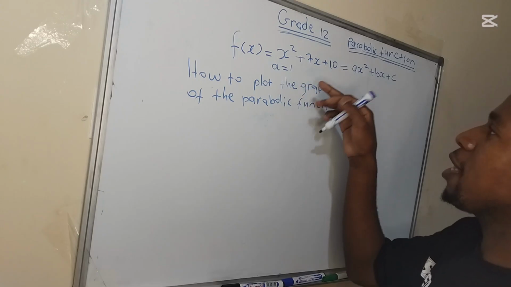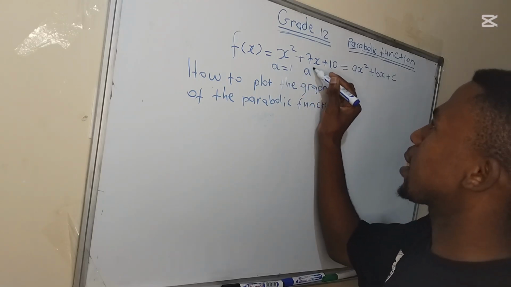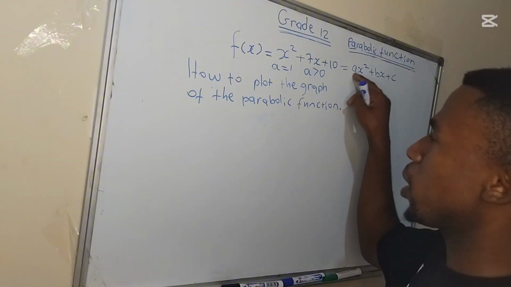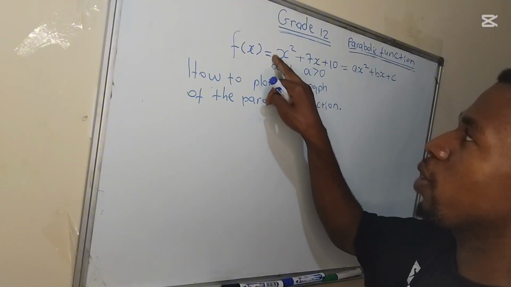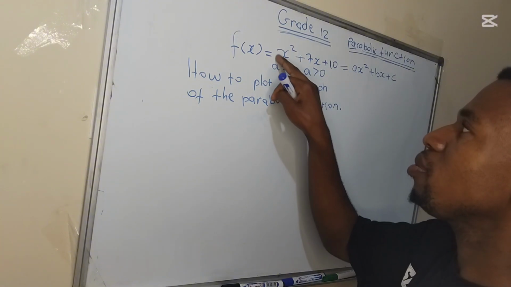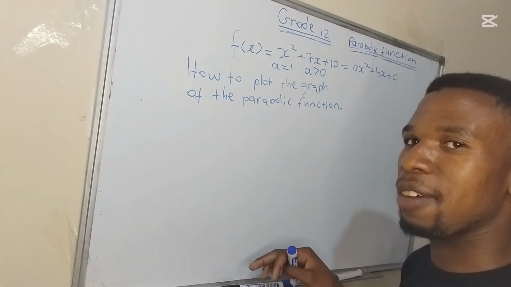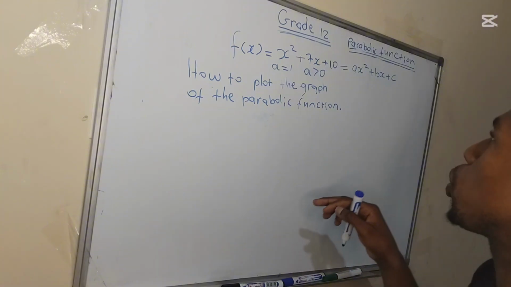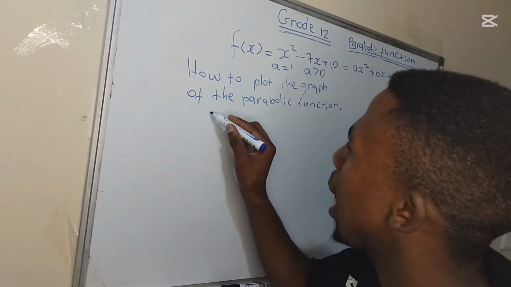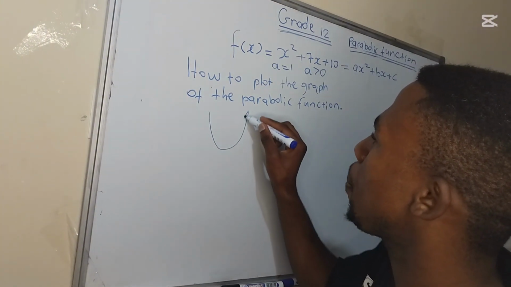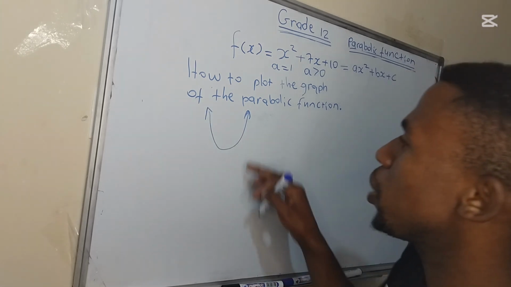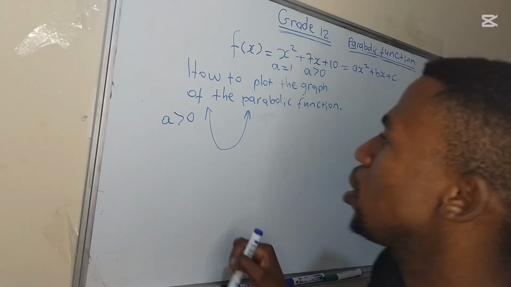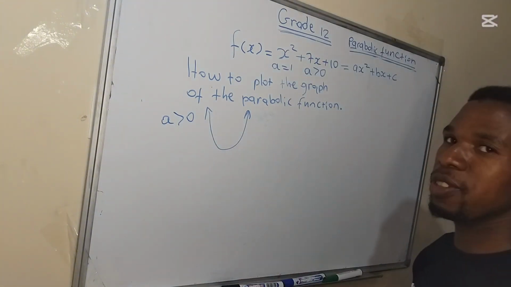Then, the value of a, which is equal to 1, determines the shape of the graph. If the value of a is greater than 0, our graph is going to be concaved upwards. This will be the shape of our graph because the value of a is greater than 0.